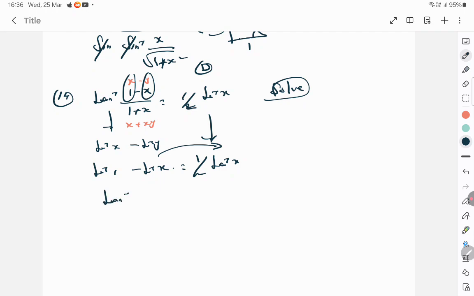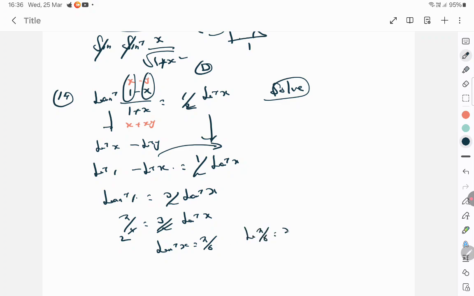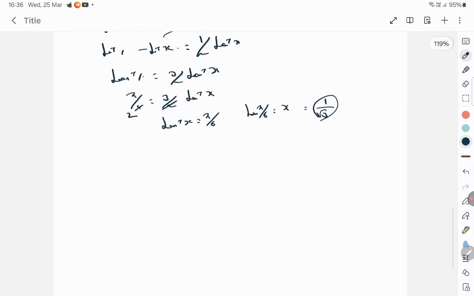Tan inverse of 1 is 3 by 2 into tan inverse of x. Tan inverse of 1 is pi by 4 because 45 degree is when tan will be 1. So pi by 4 is 3 by 2 tan inverse of x, and this gets cancelled. Tan inverse of x is pi by 6. Tan pi by 6 is x. Tan 30 is nothing but 1 by root 3. 1 by root 3? Yes. So that's your answer for this question.